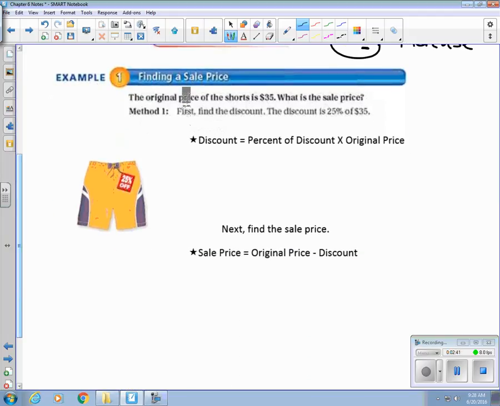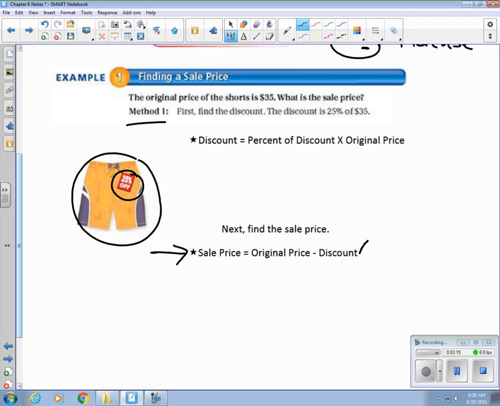Finding a sale price. The original price of the shorts is $35. What is the sale price? All right, so we look at this picture, and right here they give us what the percent is. It's 25% off. You'll see that this says method 1. There are two different ways that we can solve this problem, so we'll do both of them. The first way, we want to realize we need this equation at the end. The sale price that we're looking for would be the original price minus the discount.